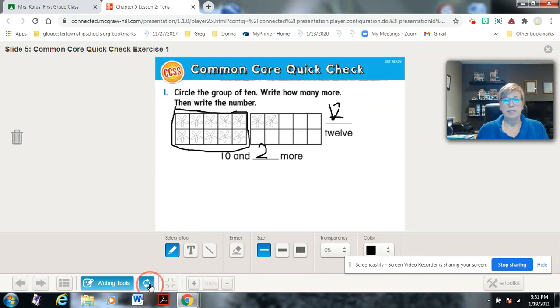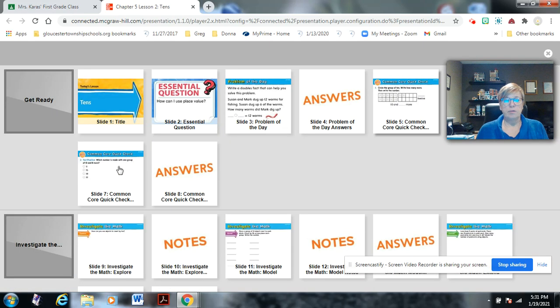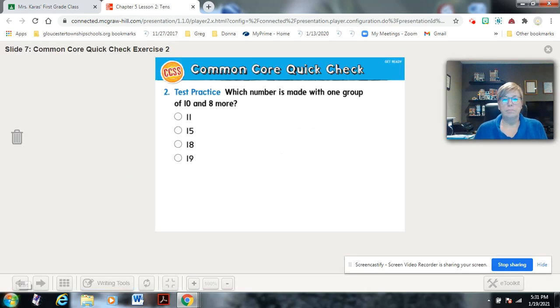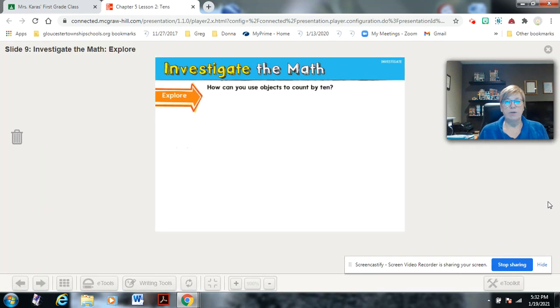Okay, let's continue to our next question. Which number is made with one group of 10 and 8 more? Okay, pause and think about it. And when you come back, let's see if we have the same answer. Did you get 18? Good job. That's right, 10 and 8 more. So you could have used your connecting cubes, or you know that 10 and count on 8 more would be 18. Good job.